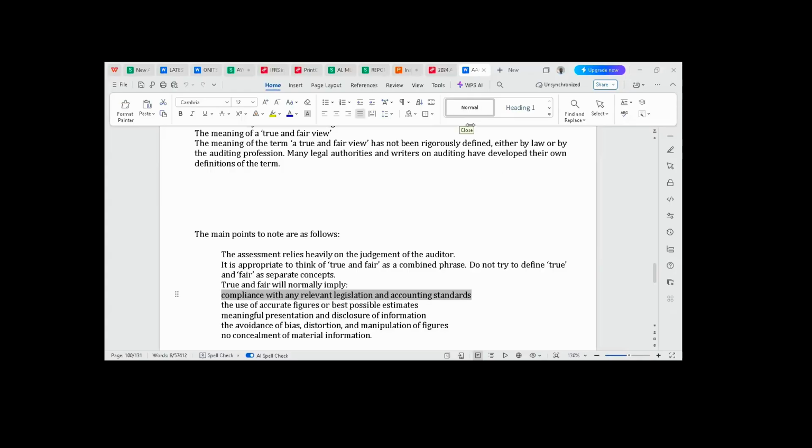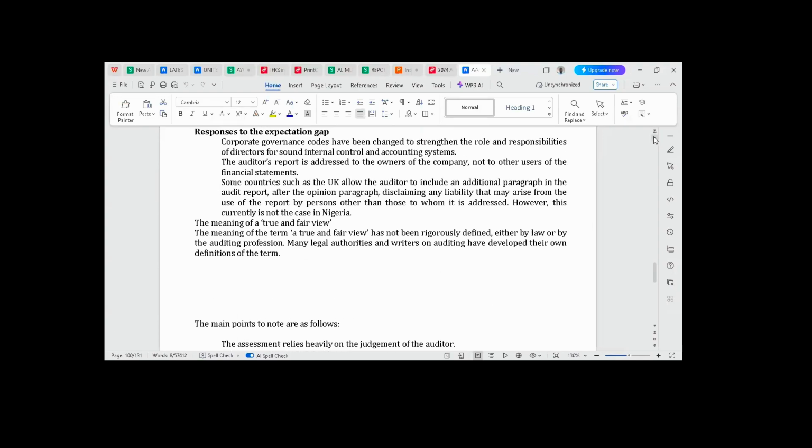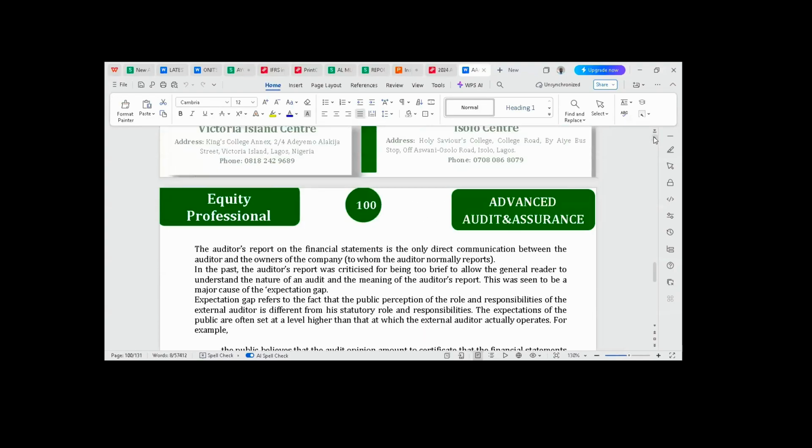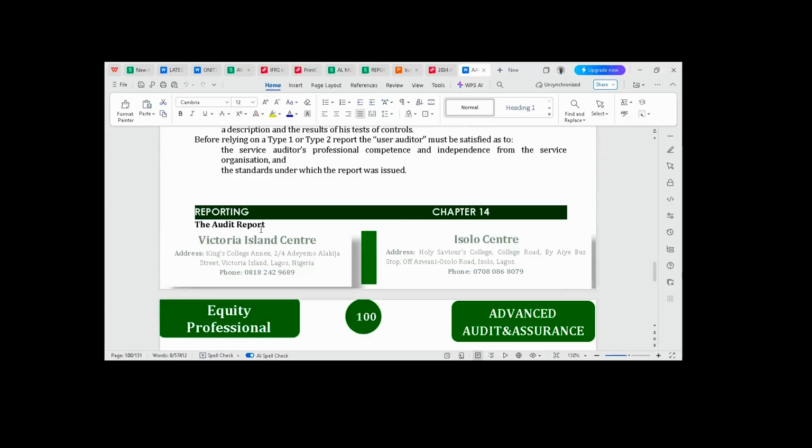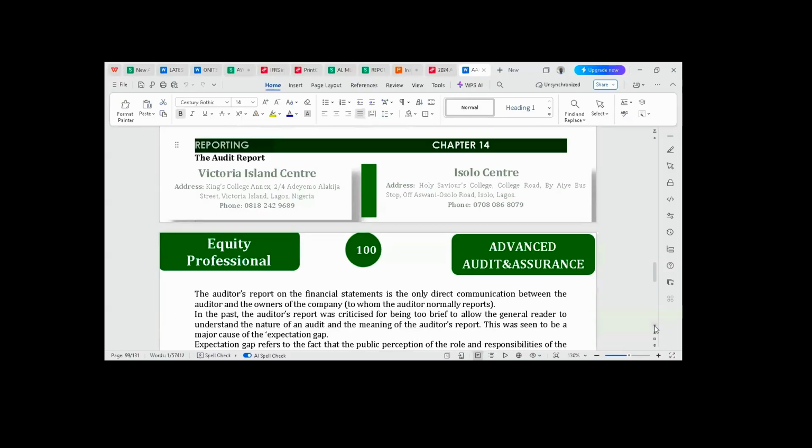Before we joined, there was a session I was on, so that will not intrude into other people's time. So I'll recap what I've just said. This topic we are looking at is chapter 14, which is reporting. And I said reporting is the last stage. Look at it here. Reporting is the last stage of an audit engagement cycle.